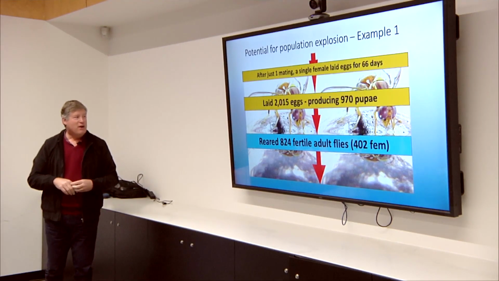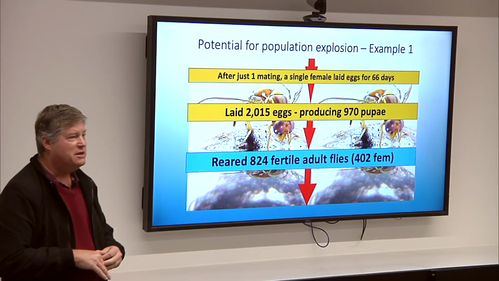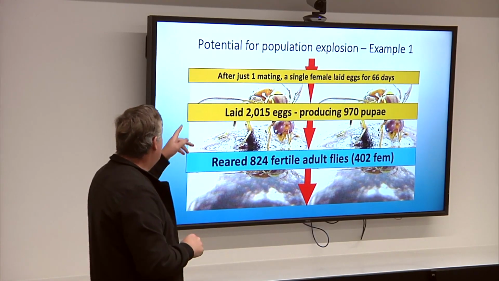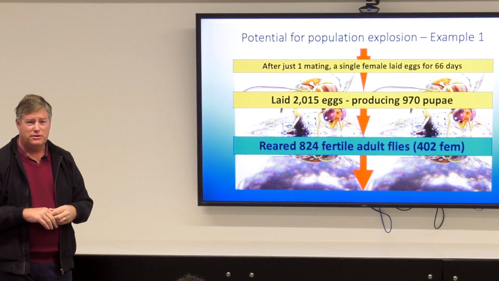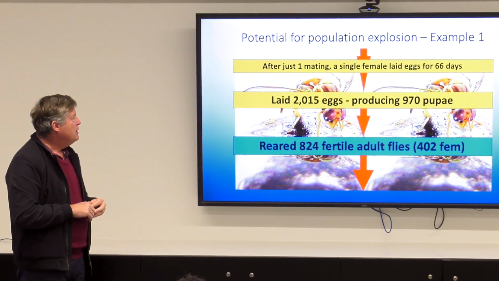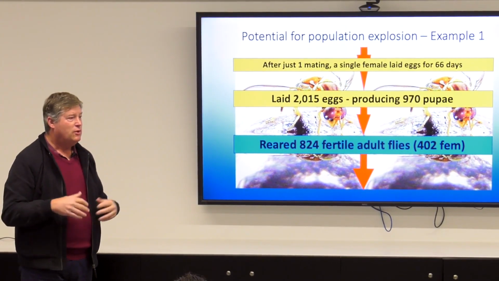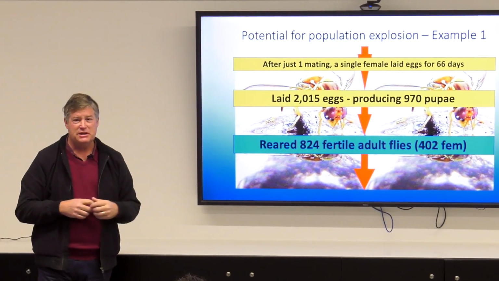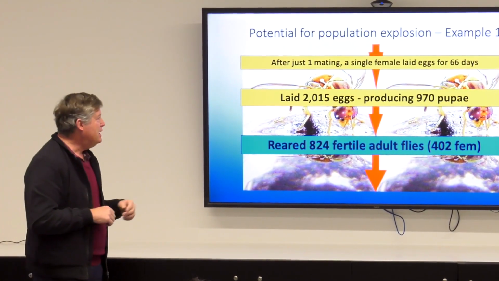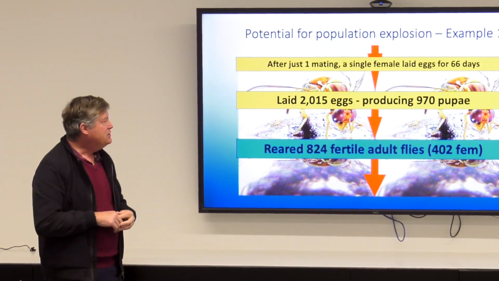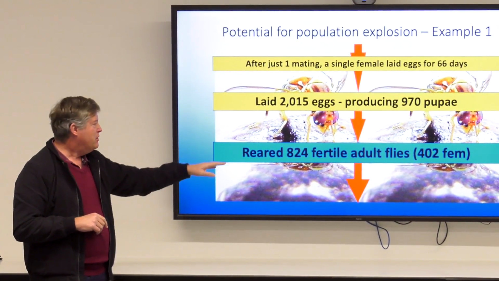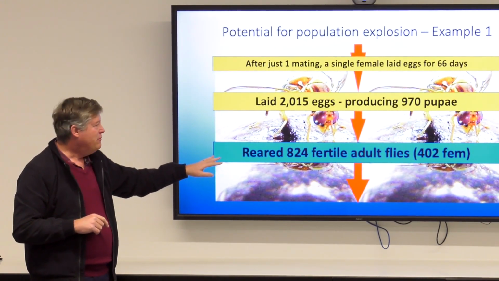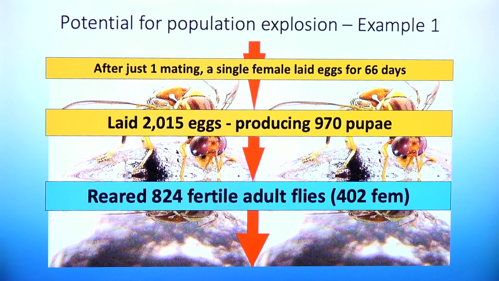I'm going to show you now how quickly a generation of fruit flies can become a problem. In the laboratory, we got one female fruit fly, and we mated her overnight and collected the eggs from her over her lifetime. She laid eggs for a further 66 days based on that one mating, and in that time, she laid over 2,000 eggs, which then produced 900 pupae, and out of those pupae we got fertile adults, 824 of them, 400 females. So after one mating, one female produces 400 more females.